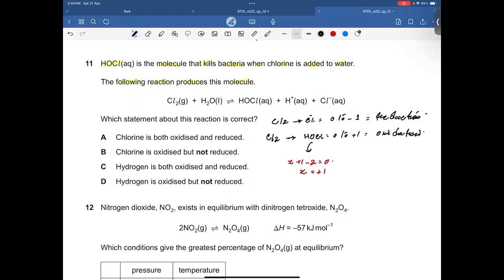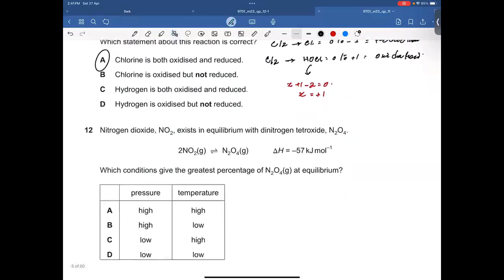So chlorine is simultaneously reduced and oxidized in the same reaction. So when a single species is simultaneously oxidized and reduced in the same reaction, this reaction is called disproportionation reaction. Okay, so on the basis of that, A is going to be the right answer. Question 12.